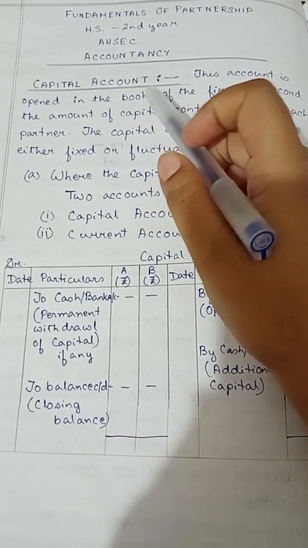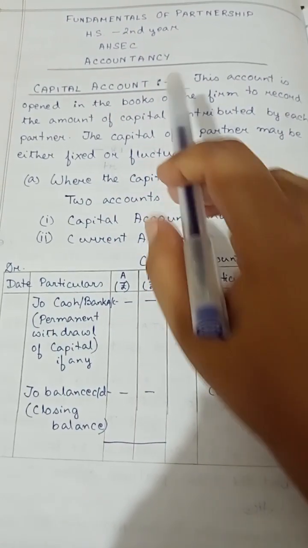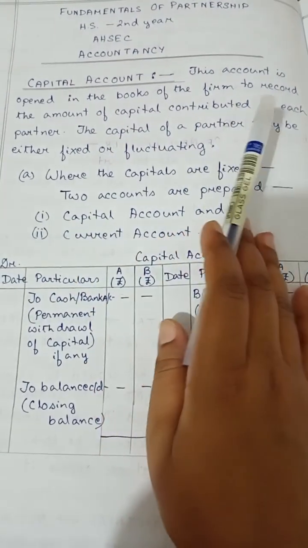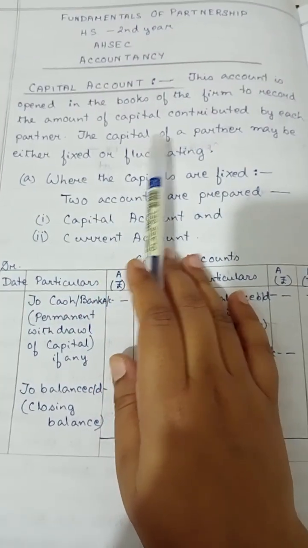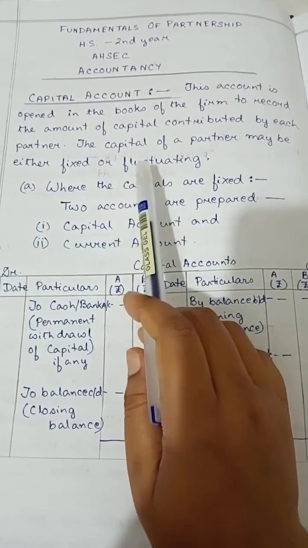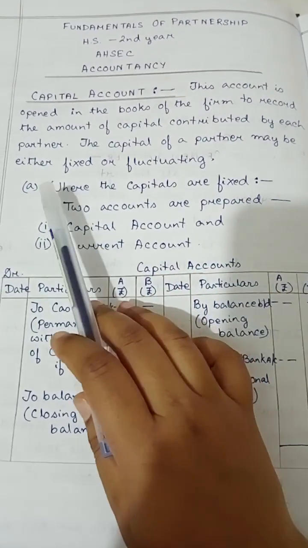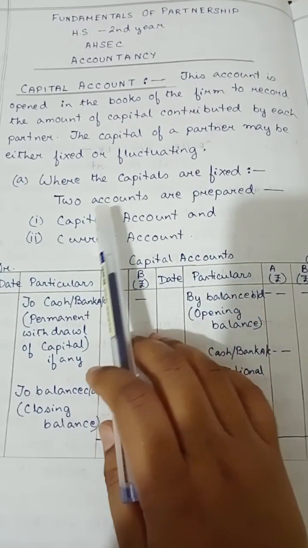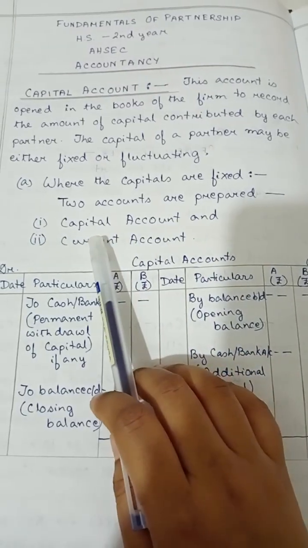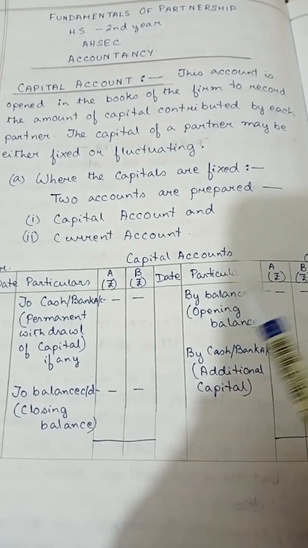So today I am going to discuss capital account. This account is opened in the books of the firm to record the amount of capital contributed by each partner. The capital of a partner may be either fixed or fluctuating. Where the capitals are fixed, two accounts are prepared, that is capital account and current account.